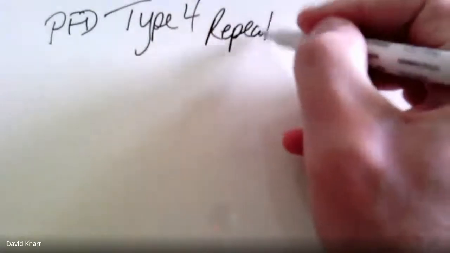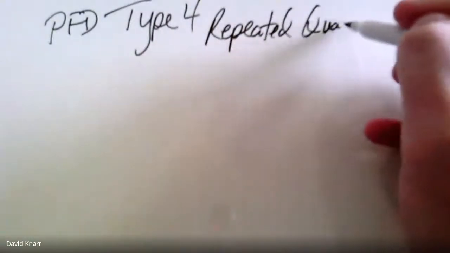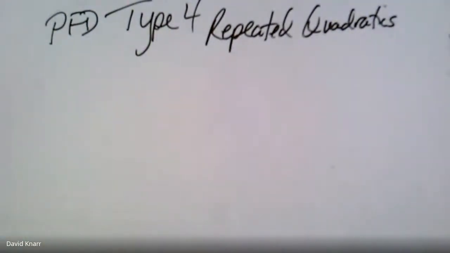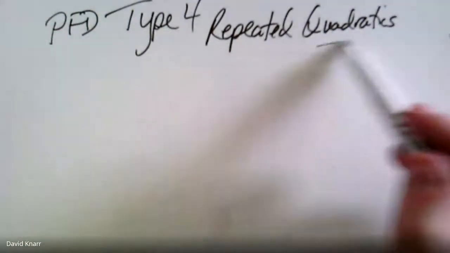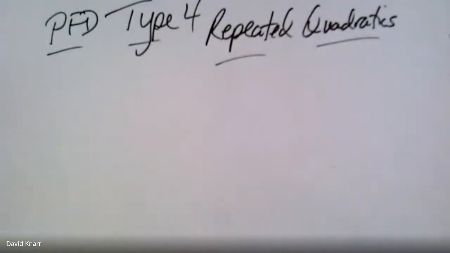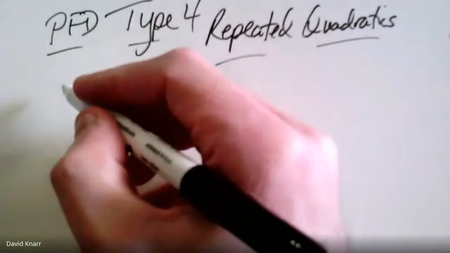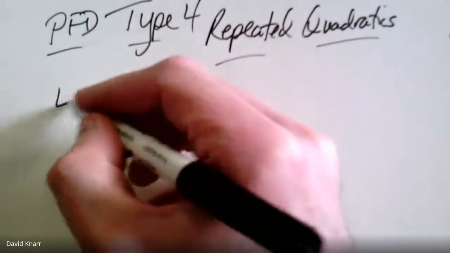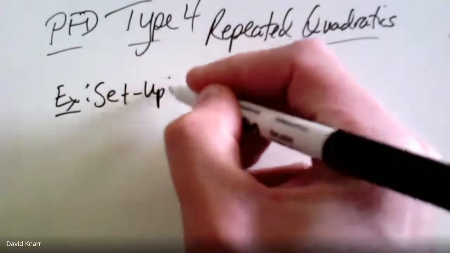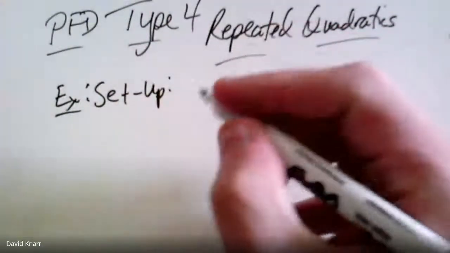Today we are up to type 4, repeated quadratic factors. Okay, type 4. To be honest with you, repeated quadratic factors are really a combination of type 2 and type 3. If you understand how to work with type 2 and type 3, then you understand how to work with type 4. So this should be pretty easy. So let's set one up.